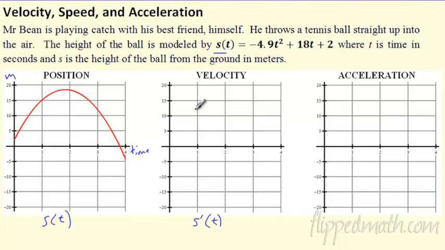So if I want to find the velocity, I want to know how fast that ball is moving. So that's s prime. S prime of t equals the velocity. A lot of times we just say v of t. Excellent. So can I graph this function?